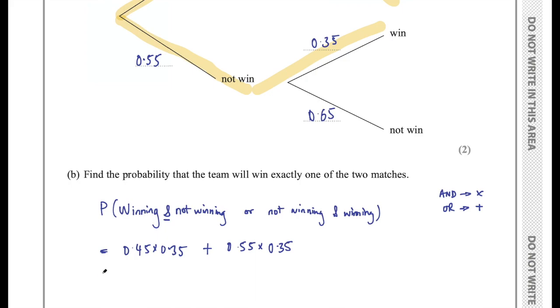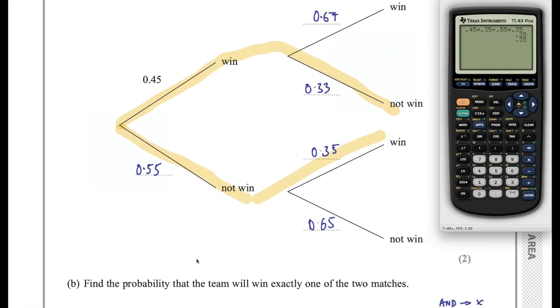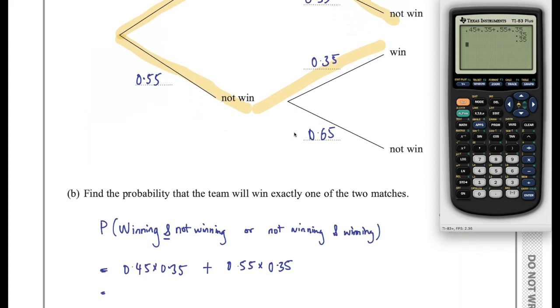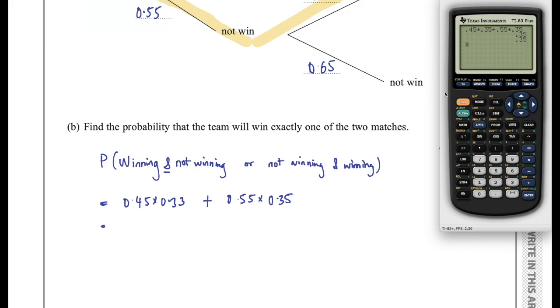Okay, and then we just need to plug that into a calculator. Oh, I've written this probability wrong. That was meant to be 0.33, not 0.35. Apologies for that. So that's 0.33. Apologies if you were yelling at me that I got that wrong.